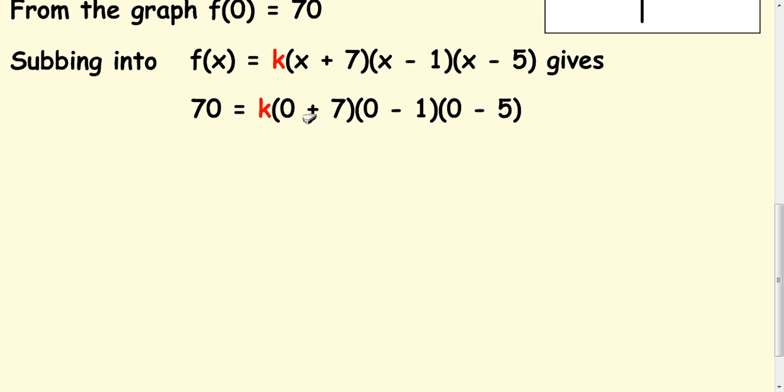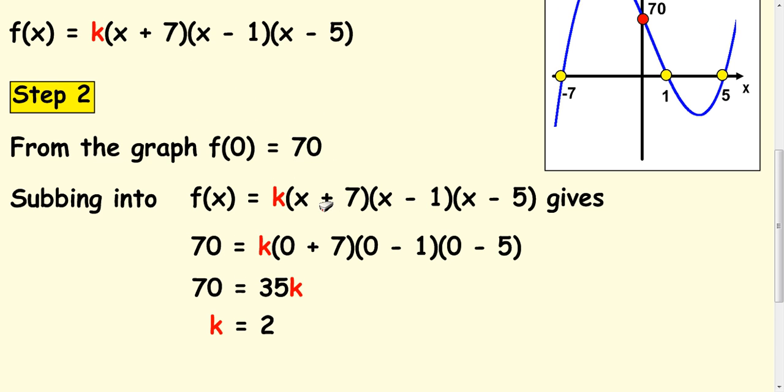So if we multiply all this out, then you have 7 times negative 1, which is negative 7, and you multiply that by negative 5, that's going to be a plus 35. Therefore k is 2. We can now substitute that back in up here.